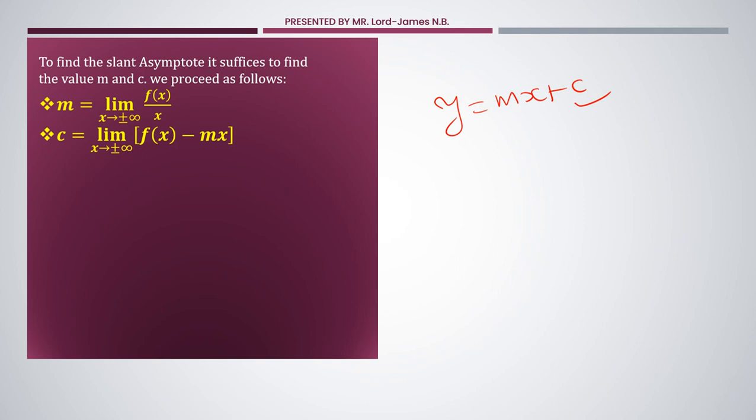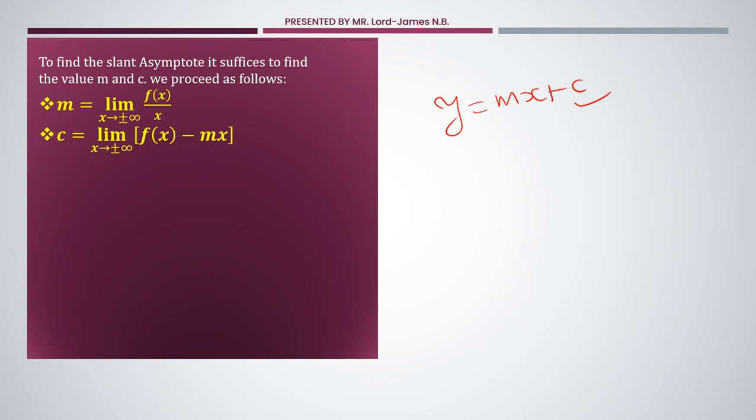In order to evaluate the value of m, we simply evaluate the limit as x approaches plus or minus infinity of f of x divided by x, and this gives us the value of m. If it is finite, it means that we actually have a slant asymptote. But if it gives us infinity, it means we do not have a slant asymptote. To evaluate c after getting the value of m, we evaluate the limit as x approaches plus or minus infinity of f of x minus mx. That's how we evaluate that sort of asymptote.